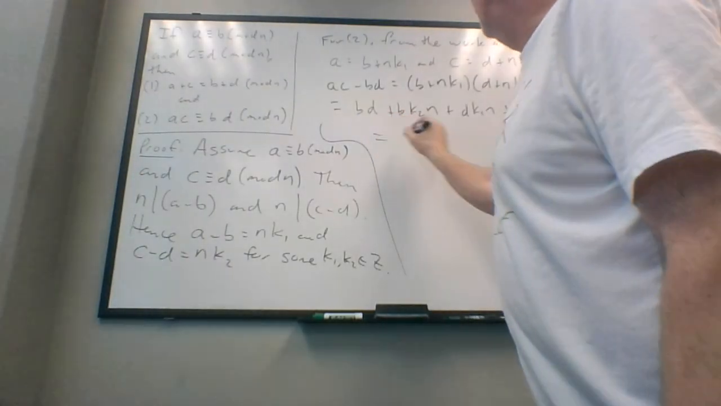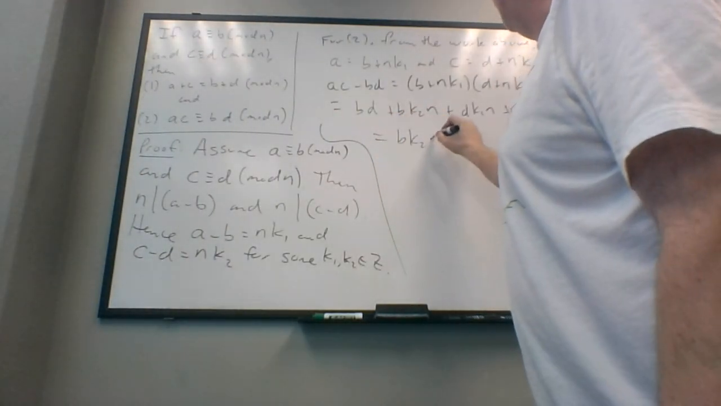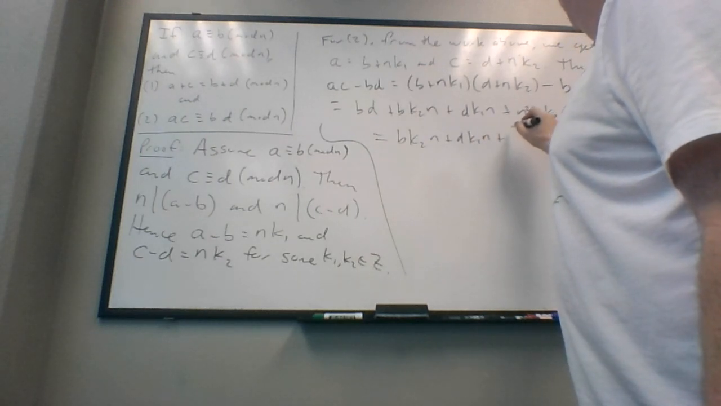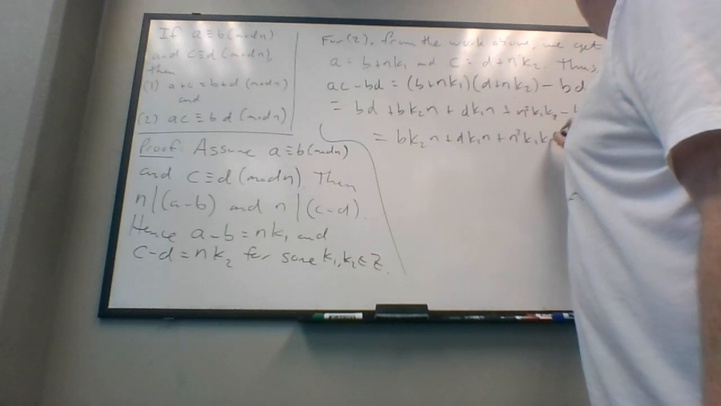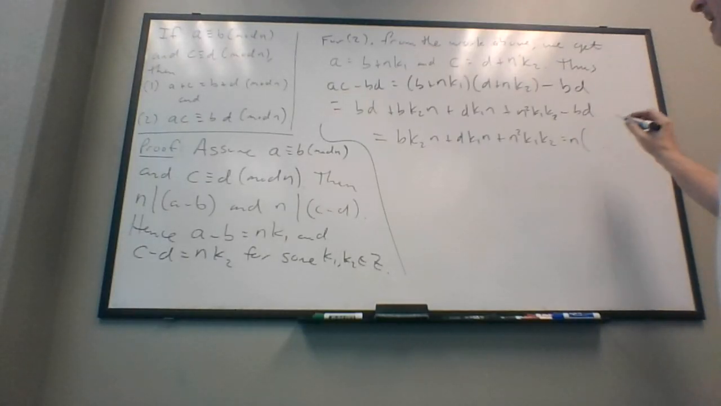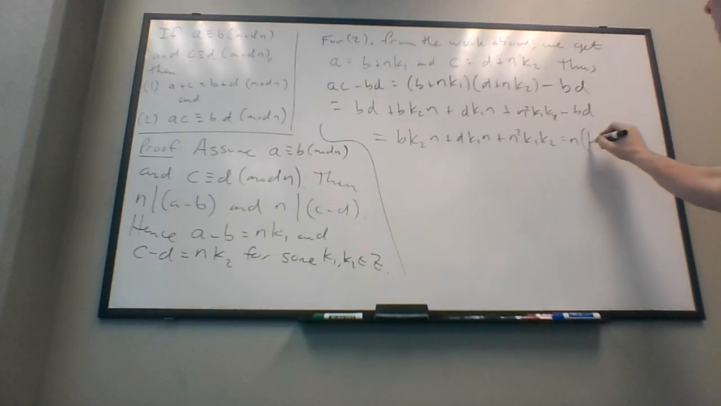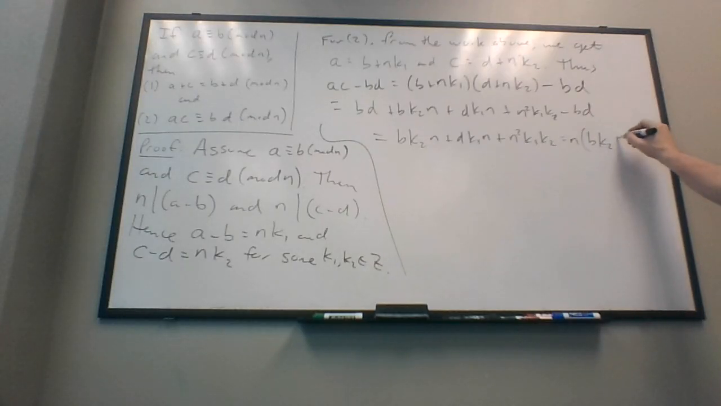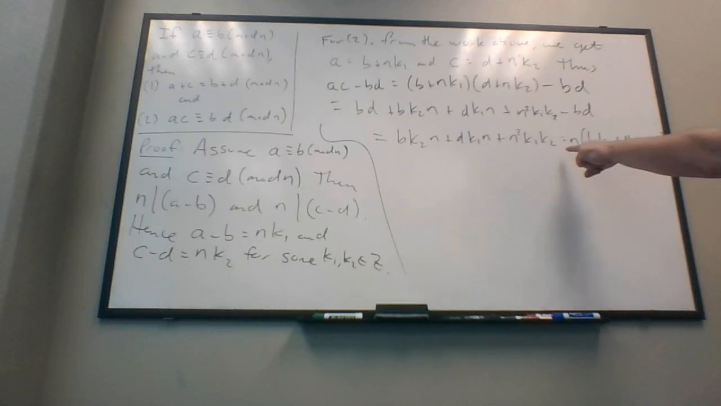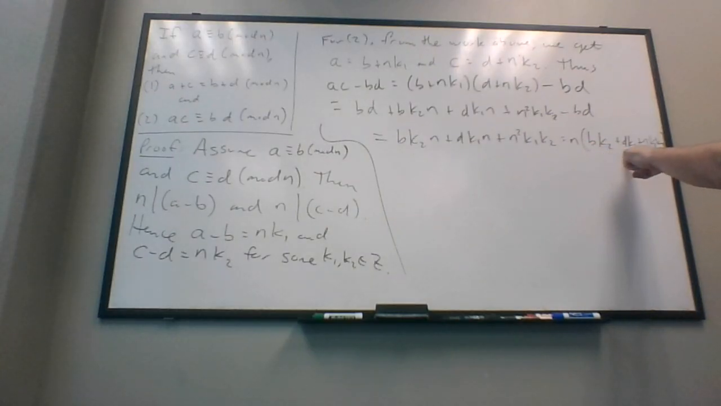So if you want to add another step for the reader, you can just subtract the BDs out, and then factor out a single N. So I get N times BK2 plus DK1 plus NK1K2. Good. I ran out of room. N times BK2, DK1, and then NK1K2.